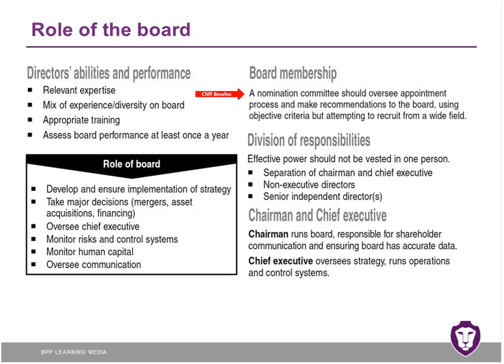And they ought to be non-exec directors, non-executive directors, which we will look at in a moment. The chair of the board is responsible to run the board and to communicate with the shareholders. And the CEO runs the management team, they run the operations, they run the control systems. The shareholders are the principals, the board is their agent. The board is the principal, the CEO and the management team are the agents of the board. That's how it works.